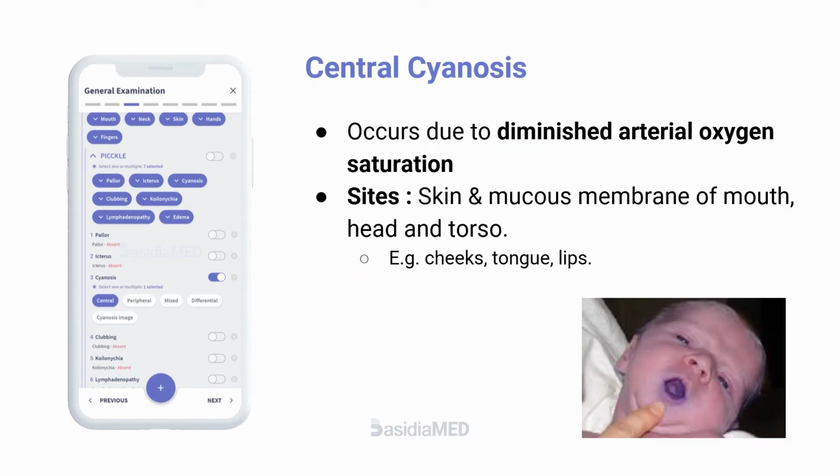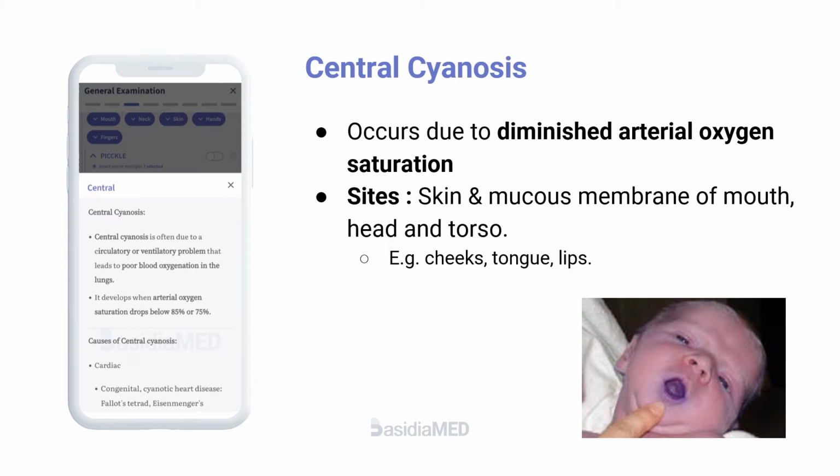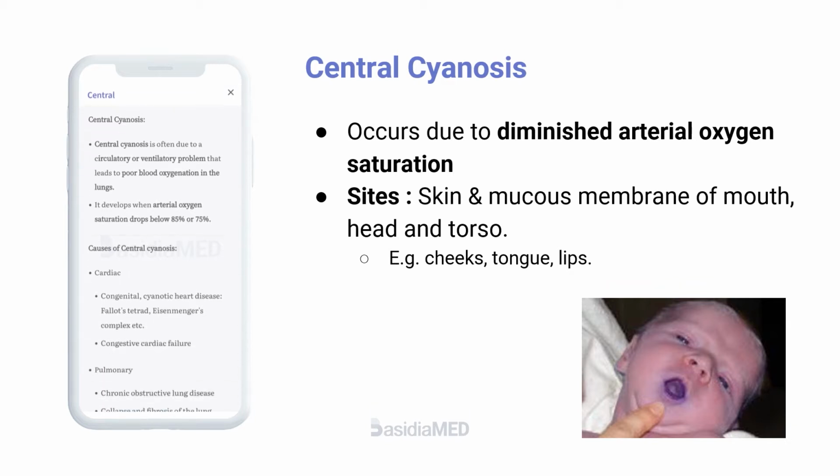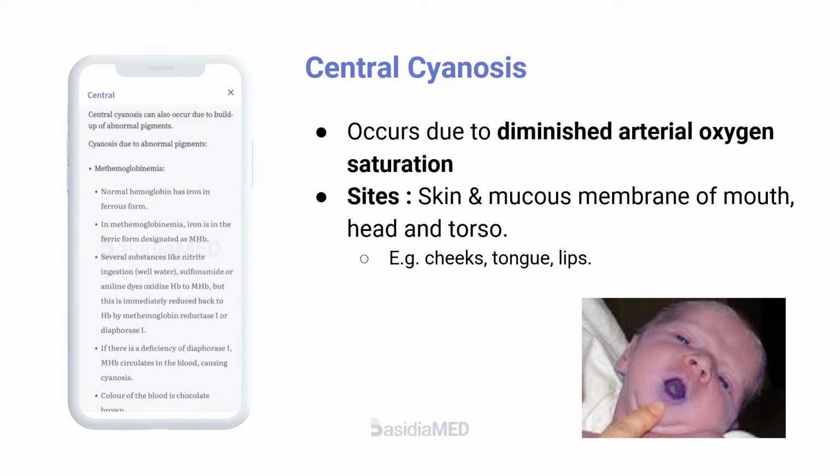Central cyanosis occurs due to diminished arterial oxygen saturation. To identify central cyanosis, look for bluish discoloration in tongue, lips, and skin. Also note that in central cyanosis, the temperature of the limbs appear warm. It is usually associated with clubbing and polycythemia. The inhalation of pure oxygen improves the cyanosis.